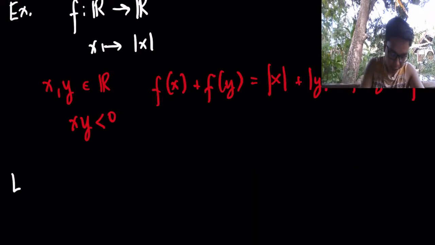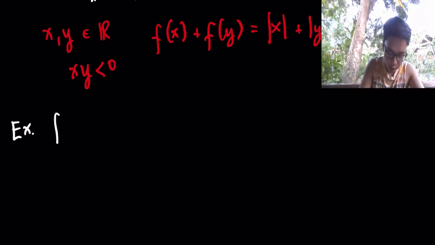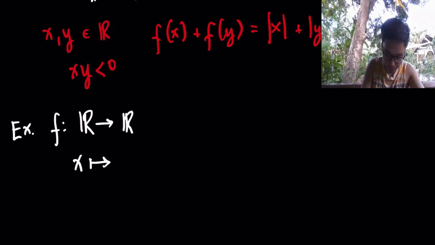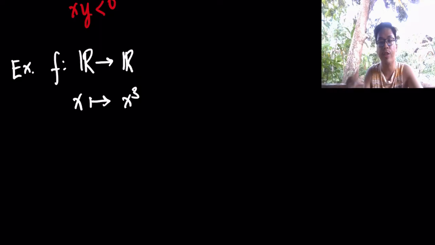Okay, so we will consider another example. The function from R to R, in this case, sends x to x cubed. We will check if this is a linear transformation or not, which is obviously not a linear transformation. Why?